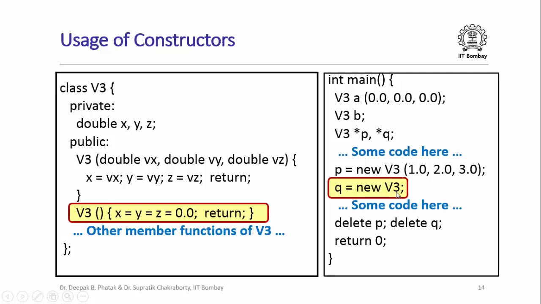And finally, in this case, an object of class v3 is dynamically allocated on the heap, but no parameters are passed to its constructor function. So this constructor function will be invoked. So as you can see, although there are two constructor functions for the same class, there is really no ambiguity about which constructor function is being invoked when an object of that class is being allocated.